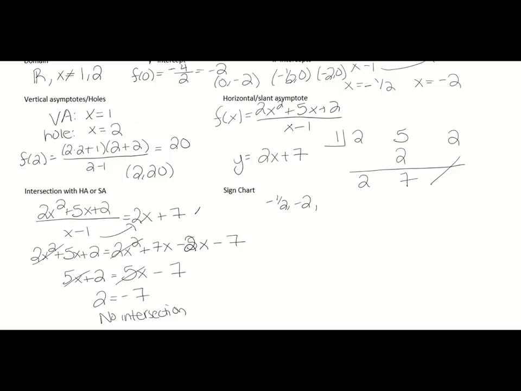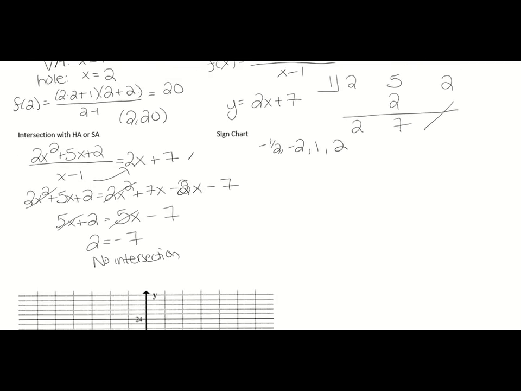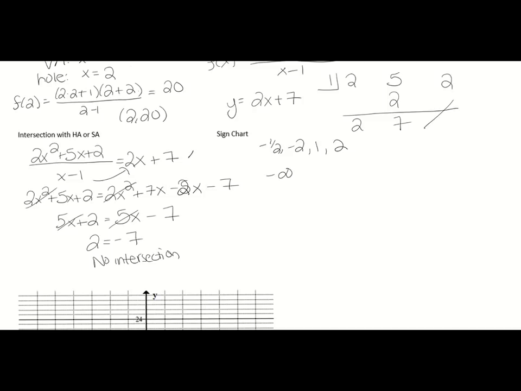I need to take my vertical asymptote and my hole. So let's write that in increasing order. So I have negative infinity, negative 2 comes next, negative 1/2, 1, 2, infinity. You don't need to write the negative infinity and infinity. I'm just doing it as a reminder that they are there. So when you pick your intervals, here I'll pick negative 3, here I'll pick negative 1, here I'll pick 0, here I'll pick 1.5, and here I will pick 3.